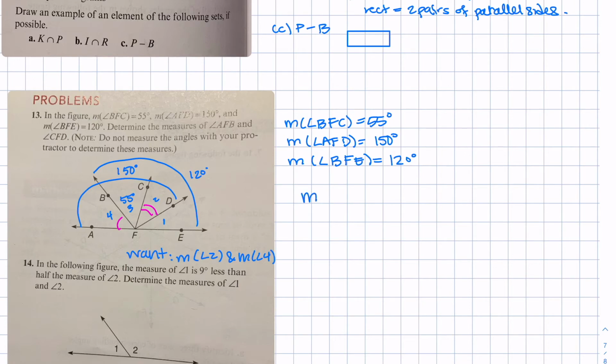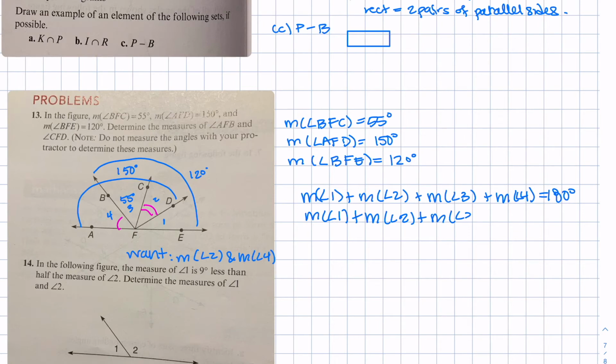So what do we know? We know the measure of angle 1 plus the measure of angle 2 plus the measure of angle 3 plus the measure of angle 4 altogether is going to be 180 degrees. We also know that the measure of angle 1 plus the measure of angle 2 plus the measure of angle 3, so just these rightmost three angles, should sum up to 150 degrees.